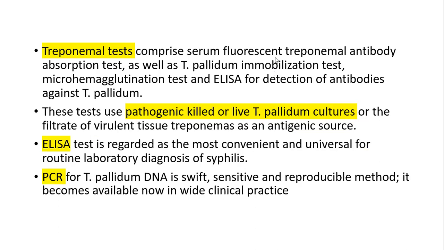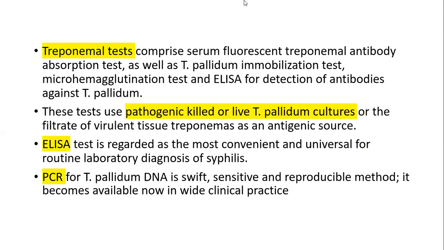In treponemal tests, protein antigens from Treponema pallidum are applied as a diagnostic. They show the presence of specific anti-treponemal antibodies, and they confirm syphilis. These tests use pathogenic killed or live Treponema pallidum cultures or the filtrate of viral tissue treponemas as an antigenic source. ELISA test is regarded as the most convenient and universal for routine laboratory diagnosis of syphilis.